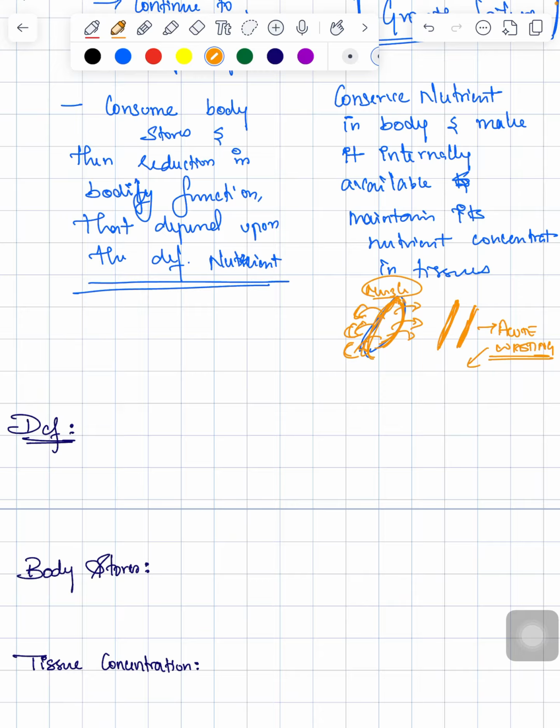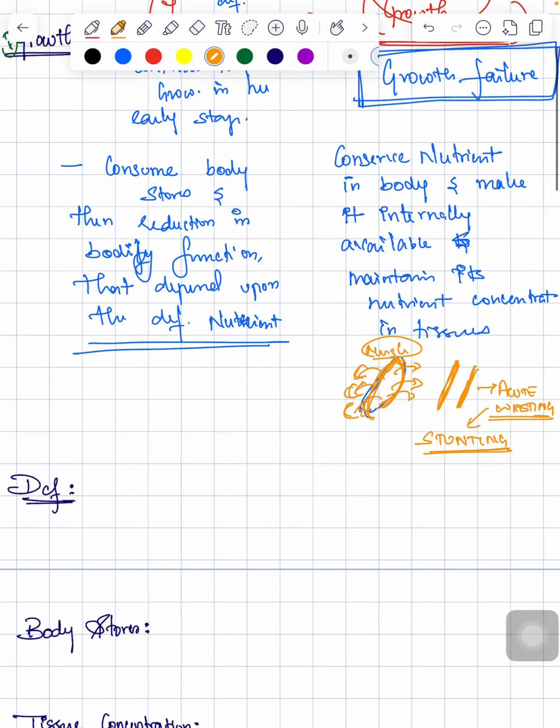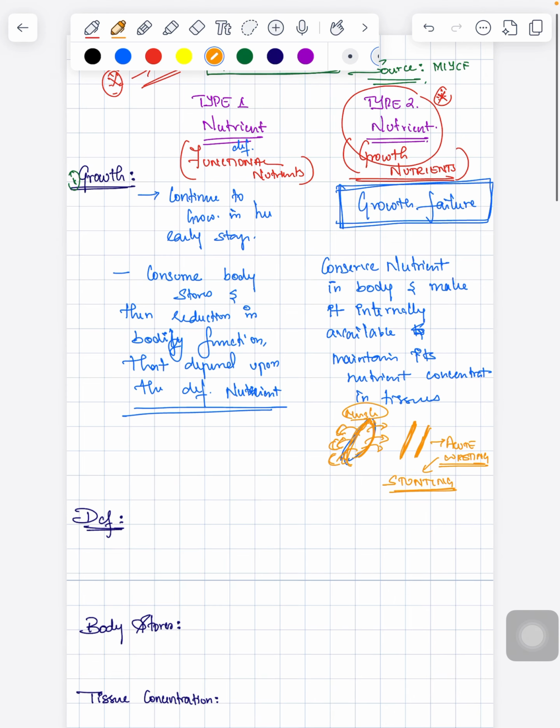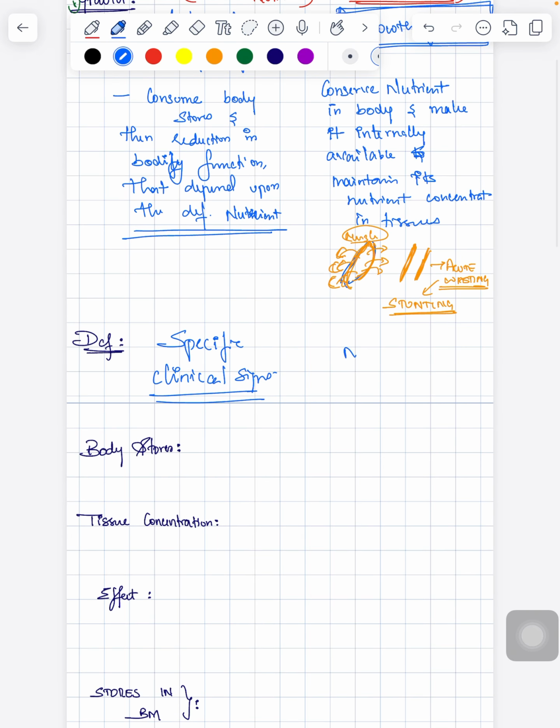So when there is a deficiency of a type 1 nutrient, the child will have specific clinical signs and symptoms pertaining to the nutrient that is deficient. While in type 2 nutrient deficiency there are no specific signs, only growth failure. If there is zinc deficiency, or magnesium, nitrogen, chloride, or sodium deficiency, there will be no specific signs like that.